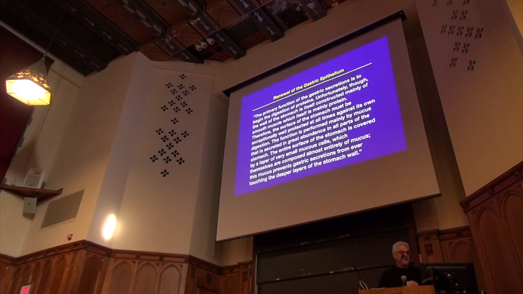The primary function of the gastric secretions is to begin the digestion of proteins. Unfortunately, though, the wall of the stomach is itself constructed mainly of smooth muscle, which itself is mainly protein. Therefore, the surface of the stomach must be exceptionally well protected at all times against its own digestion. This function is performed mainly by mucus that is secreted in great abundance in all parts of the stomach. The entire surface of the stomach is covered by a layer of very small mucus cells, which themselves are composed almost entirely of mucus. This mucus prevents gastric secretions from ever touching the deeper layers of the stomach wall.